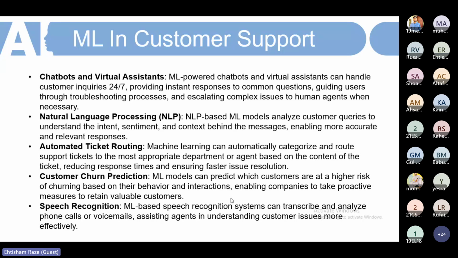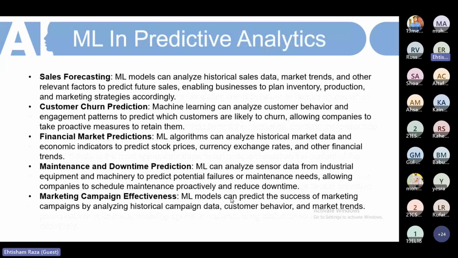Machine learning and predictive analytics: sales forecasting. If you have to forecast the sales of your upcoming year, most companies use machine learning for forecasting sales based on their previous sales. This year, my sales have increased 1%. So what are the trends I have observed? If this trend behaves the same next year, obviously I can at least expect my sales to increase by 1.3 or 1.2%.